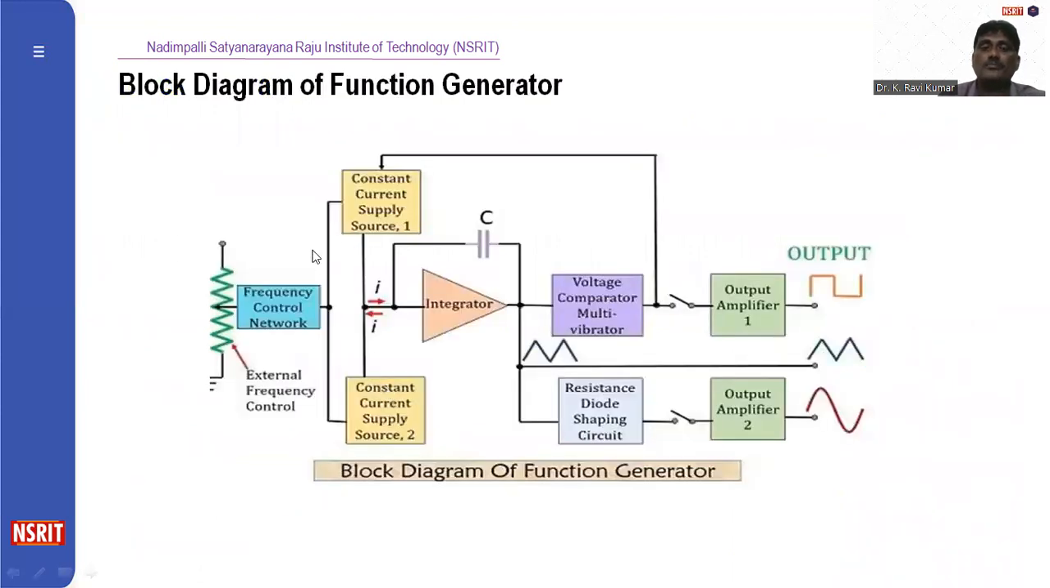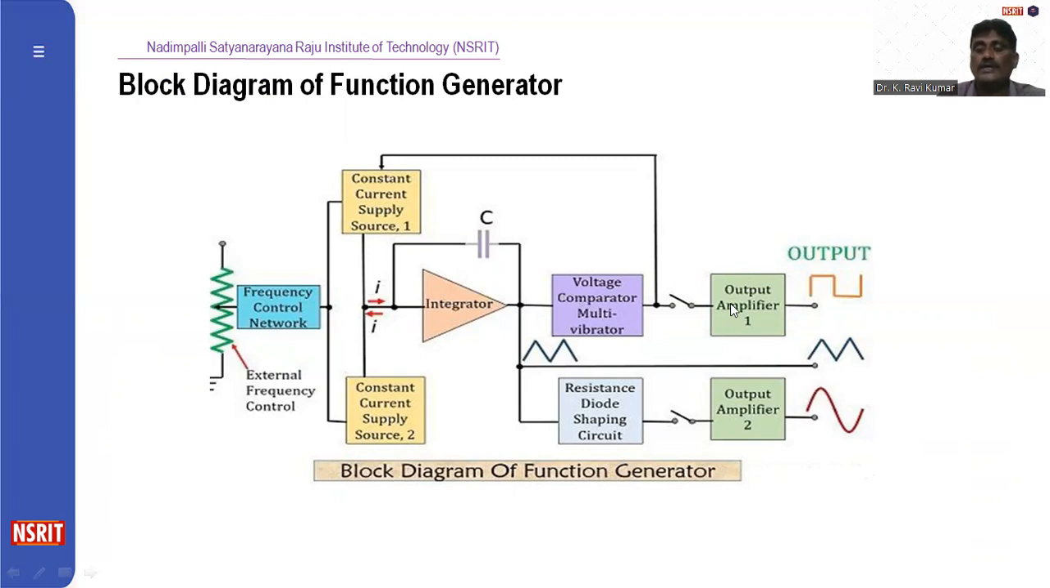Right. This is the block diagram of a function generator, which has different blocks. This is the frequency control network, which will produce the oscillations. This is constant current supply source 1, this is constant current supply source 2, and the integrator and voltage comparator multivibrator, which will switch the integrator and switch the current sources to the output.